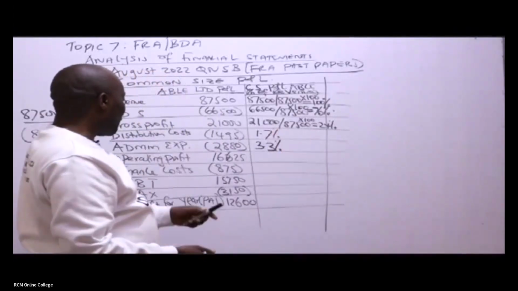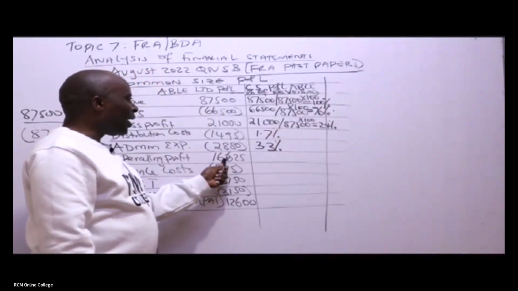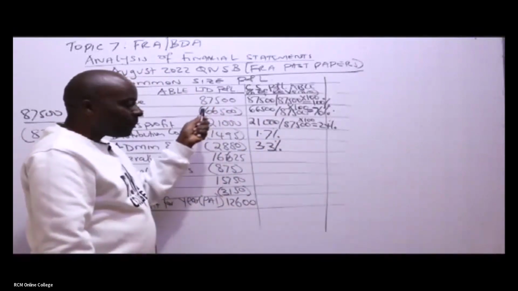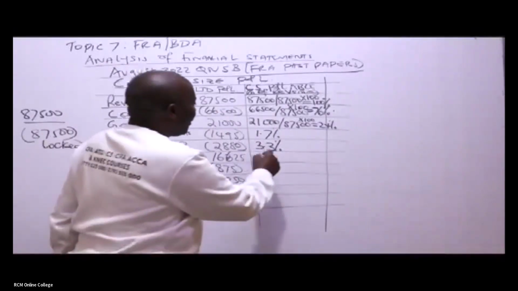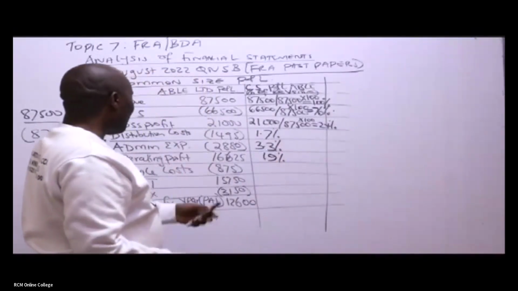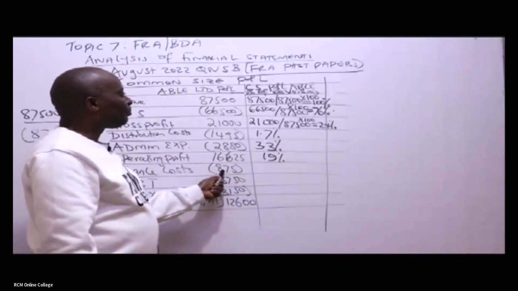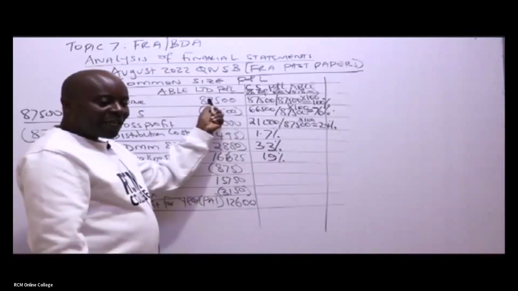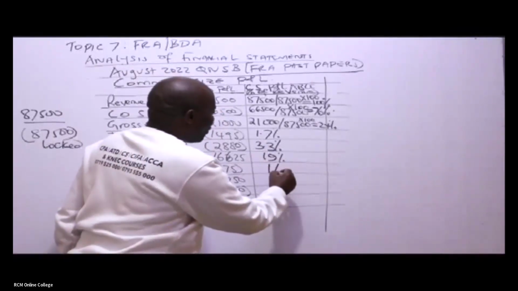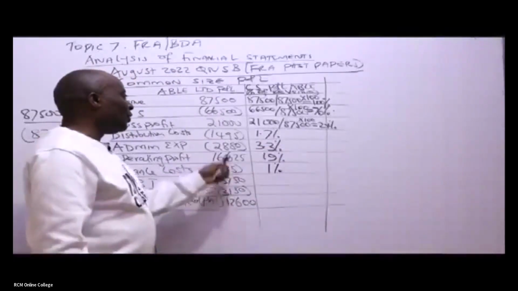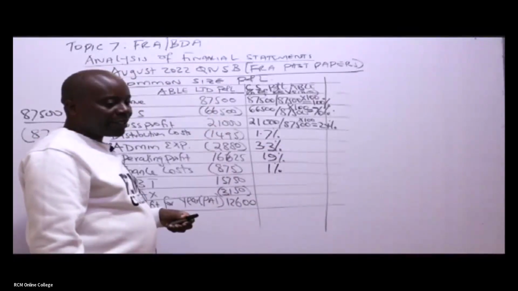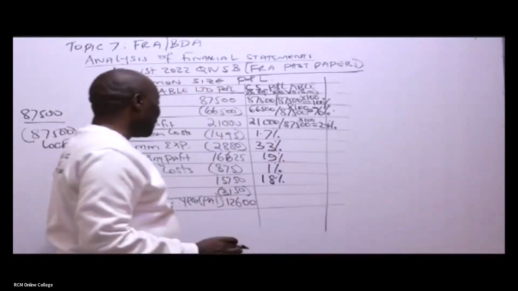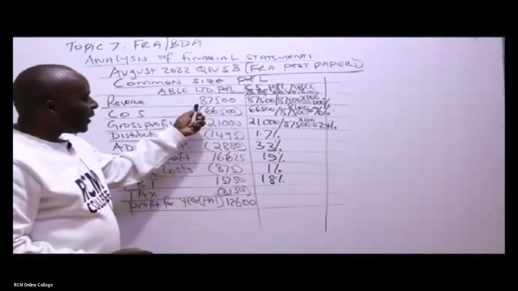Then we go straight to operating profit, where you take this figure divided by 87,500. Just take everything divided by the base. So we have 19%. Then we have a finance cost, 875, divided by the base, the common size, giving 1%. Then 15,750 divided by the base gives me 18%. And then we have 3150 divided by 87,500.